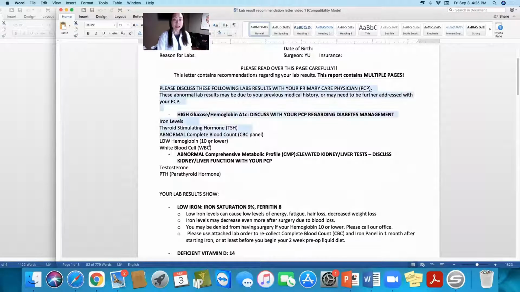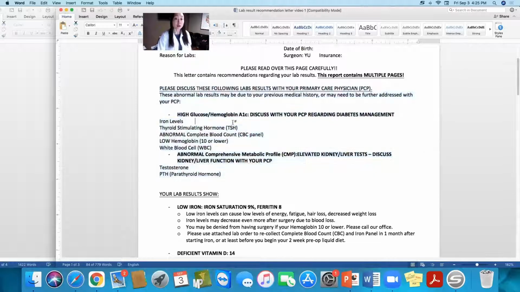The first section is for lab results that you should discuss with your primary care physician. This doesn't necessarily mean that something is totally wrong and you should be alarmed or worried. No, all this means is that some of these lab levels are out of range. They are not within the normal range, and you might want to show them to your PCP to see if they want to investigate any further.